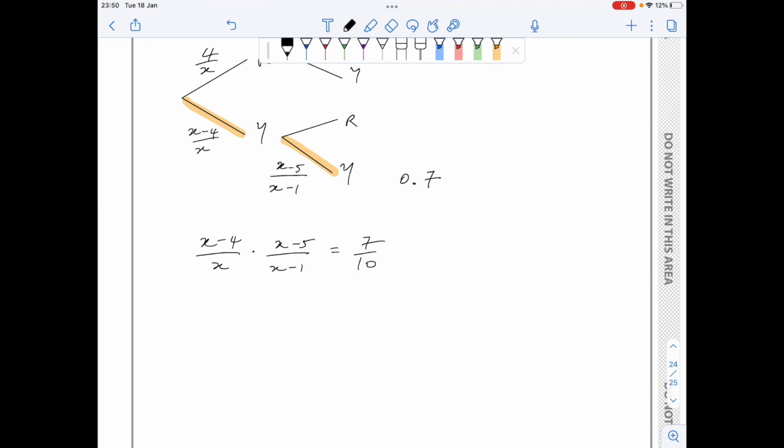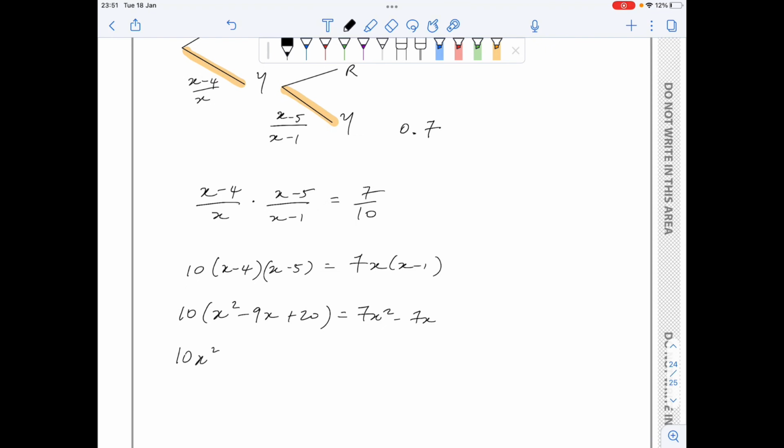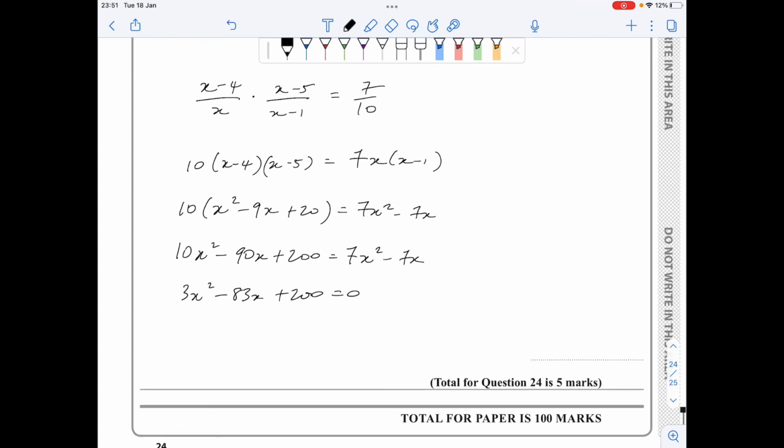Let's cross multiply: 10(x − 4)(x − 5) is equal to 7x(x − 1). Let's expand: 10x² − 90x + 200 is equal to 7x² − 7x. And if I collect everything to one side, I'm going to get 3x² − 83x + 200 equal to 0. Now I can either factorize this one or use the quadratic formula.